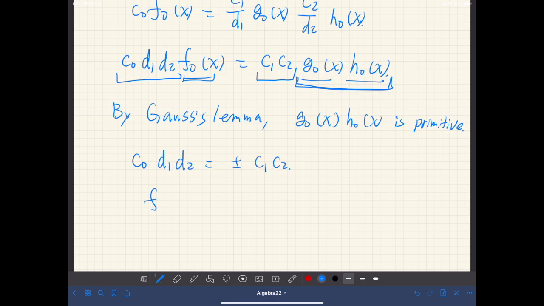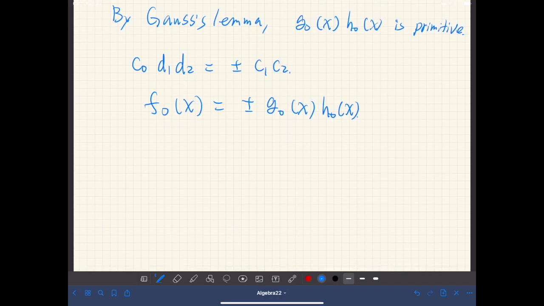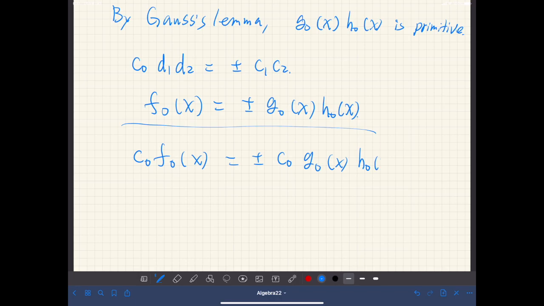And also f0 of x is equal to plus or minus the primitive of the right hand side. So if we multiply both sides of this by c0, this is this, but the left hand side is f of x.